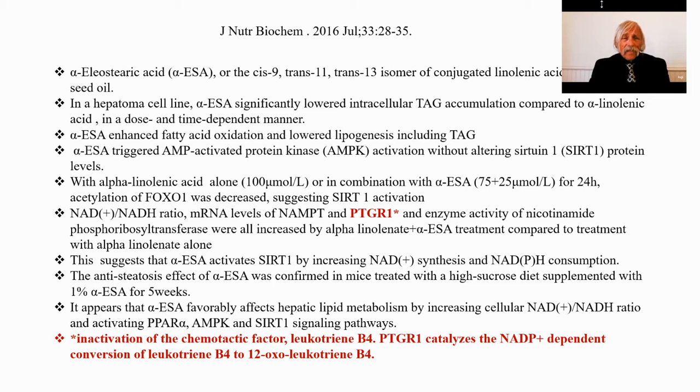So the alpha ESA enhanced actually what else it was doing, because it decreased triacylglycerol accumulation. It enhanced beta oxidation, what I just went through for you. And it lowered, therefore, lipogenesis, including the synthesis of the major storage depot fat triacylglycerol. So alpha ESA, this paper described for us, what it did when you read the entire paper, is it triggered AMP protein kinase, AMP kinase, activation, but it didn't seem to alter sirtuin-1 protein levels.